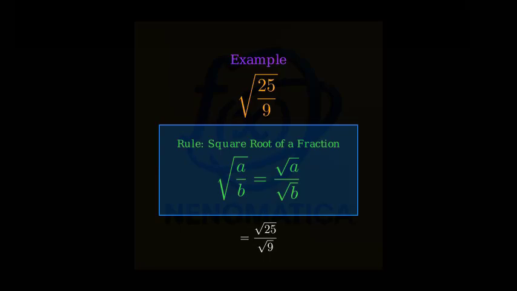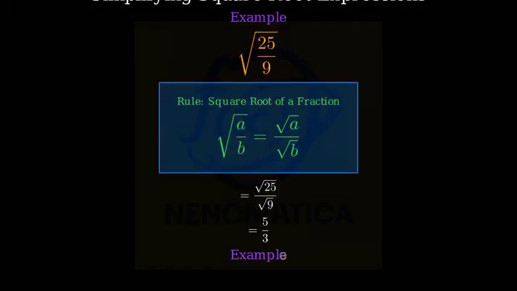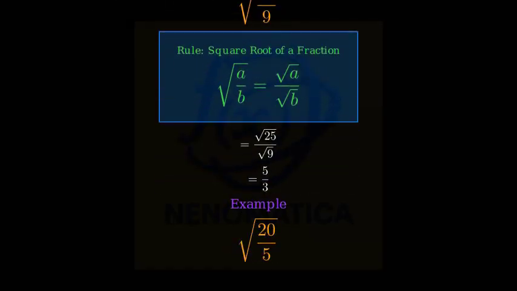We can rewrite the square root of 25 over 9 as the square root of 25 divided by the square root of 9. Now, we can simplify both the numerator and the denominator. The square root of 25 equals 5, and the square root of 9 equals 3. Let's move to our second example. We need to simplify the square root of 20 over 5.